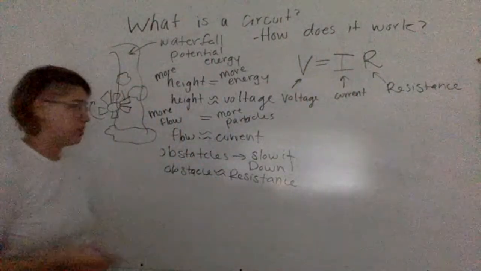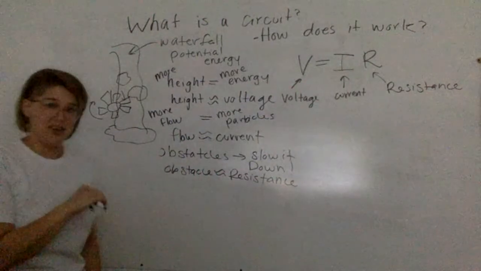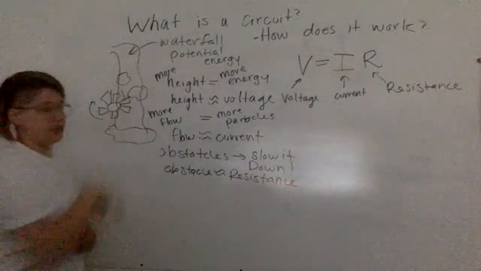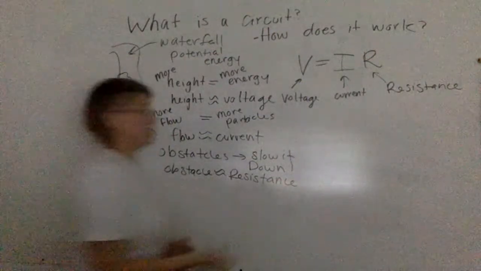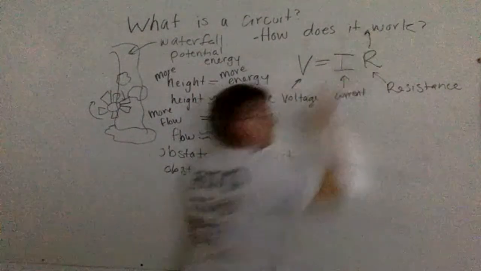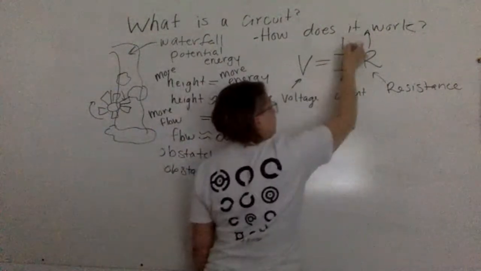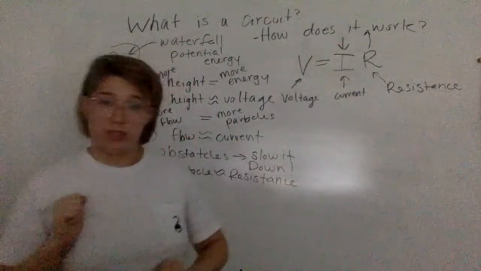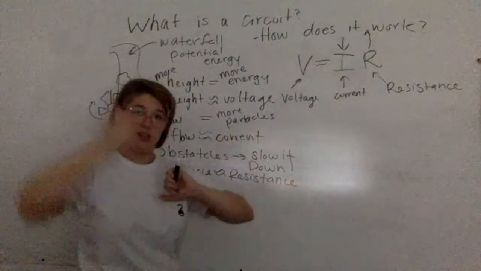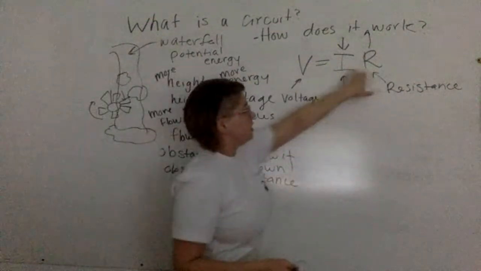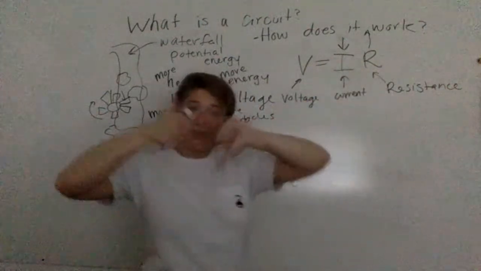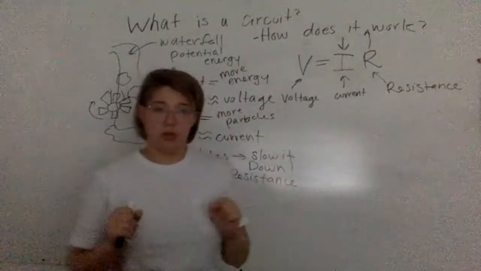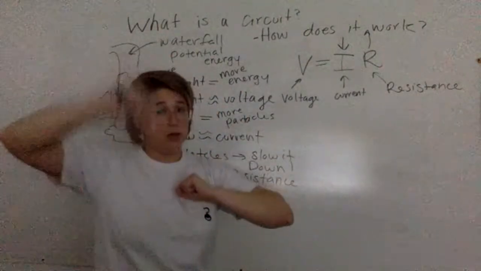The other relationship we want to talk about is the more obstacles I put in the path, the more resistance, the slower this is going to move, right? The more rocks and things I have getting in the way of the water, the slower it is. So the more resistance I have, the less current flow I have, an inversely proportional relationship. If one goes up, the other goes down. And so current and resistance have an inversely proportional relationship, and voltage and current have a directly proportional relationship. If one goes up, the other goes up. If one goes down, the other goes down.